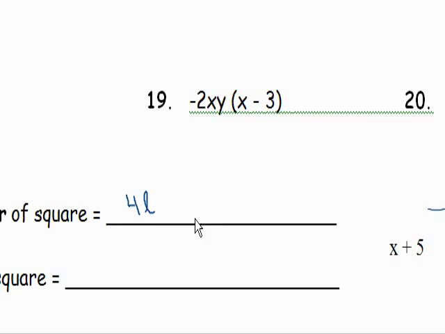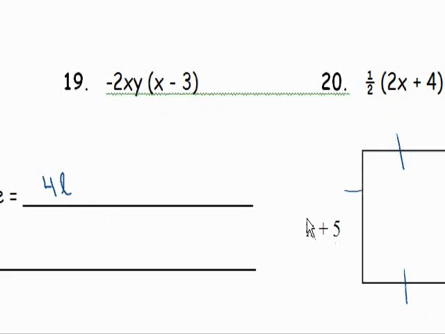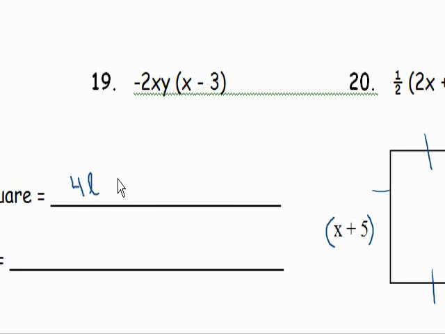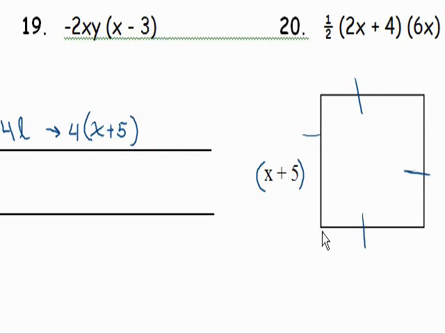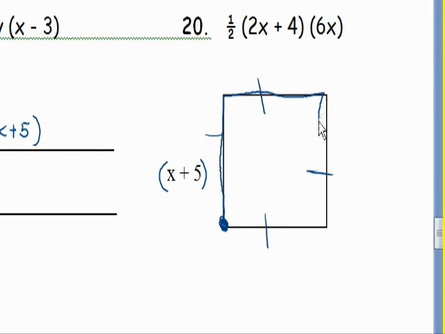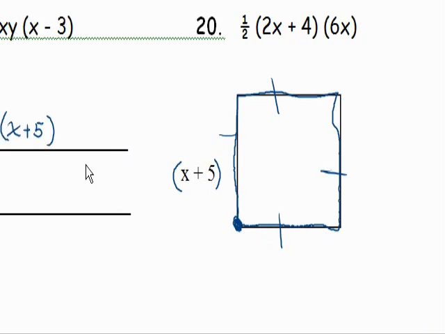The length is x plus 5. So the perimeter of our square is 4 times x plus 5. What's perimeter? It's the total length in units that encompasses the length of a geometrical object.